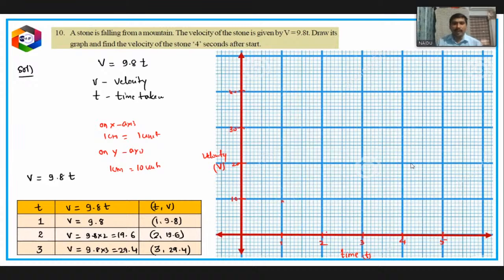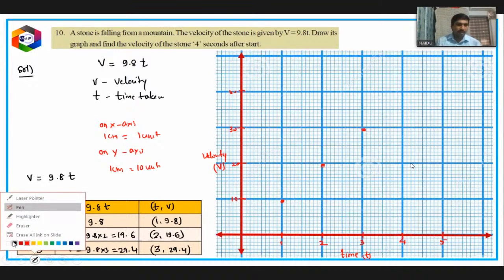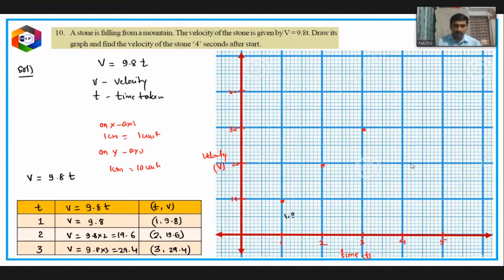And now 2 comma 19.6. This is 10, after that 20. 10 lines are there, observe. That means one line represents 1 unit. After 19 comes the point in between. So this is 19.6 and this is 9.8 and this is 29.4. After 29 again 30 in between. Is it clear, children? So these points I'm plotting: 1 comma 9.8, 2 comma 19.6 and 3 comma 29.4.